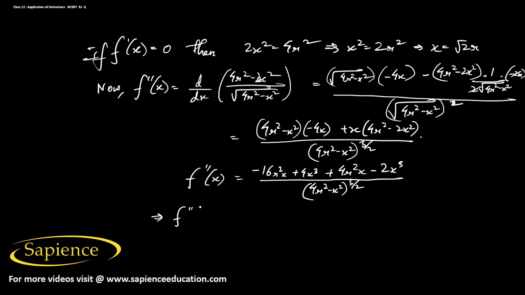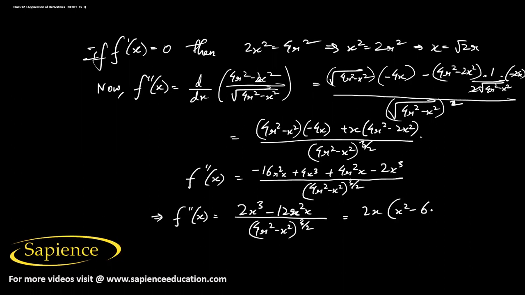So now f double dash x is equal to 4x cube minus 2x cube, that is 2x cube, minus 12r square x divided by 4r square minus x square whole power 3 by 2. So from here I can take 2x as common. So 2x into x square minus 6r square divided by 4r square minus x square whole power 3 by 2. So this is f double dash x.